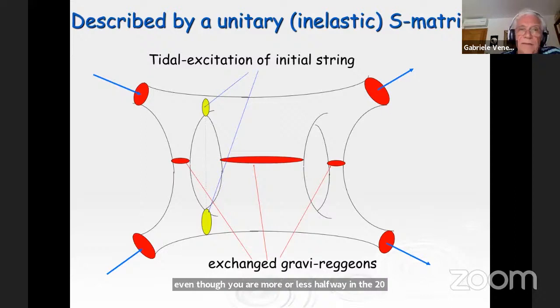Thank you very much. So this is just a little picture illustrating this tidal excitation. You arrive with your highly energetic, say, massless strings, but through the exchange of gravitons, you can tidally excite your strings.